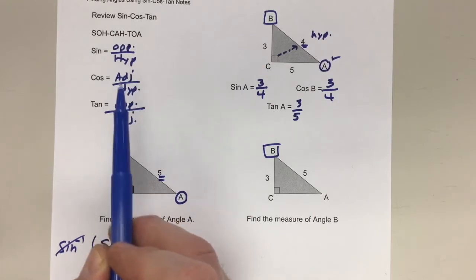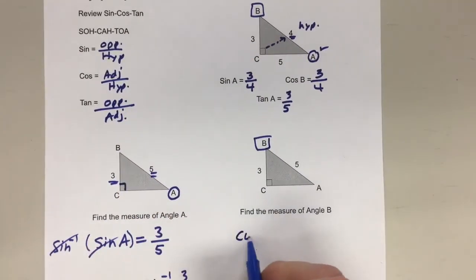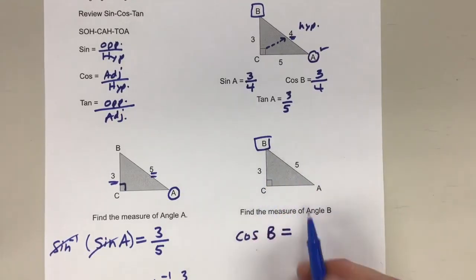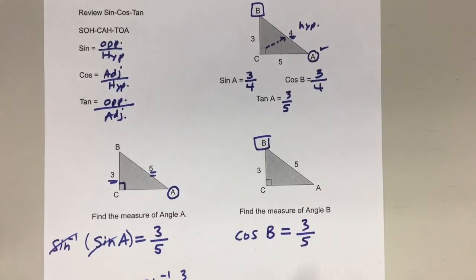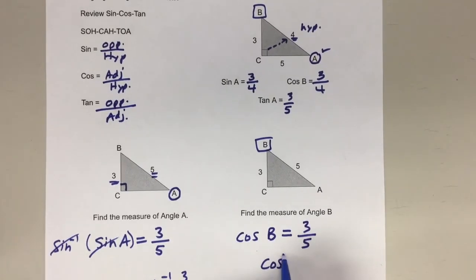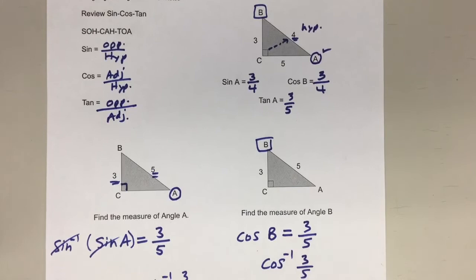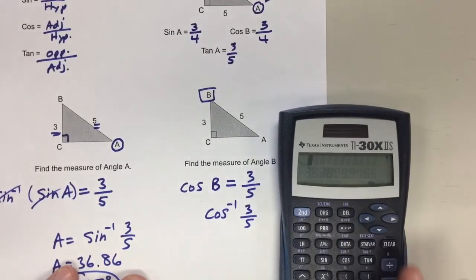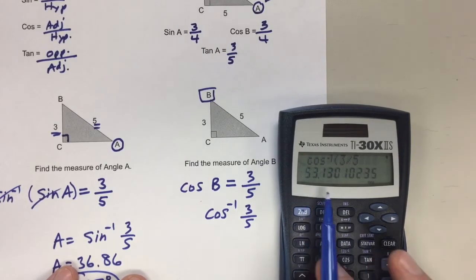That's cosine. So when I go to the problem, I'm going to type cosine B equals adjacent 3 over hypotenuse 5. Now to find the angle, I'm going to do inverse cosine 3/5. So let's do it on this calculator. I need inverse cosine, which is above the cosine key right here. So I'm going to hit second cosine, and then cosine -1 comes up, and then I'm going to type in the 3 divided by 5. Hit enter, I get 53.13.